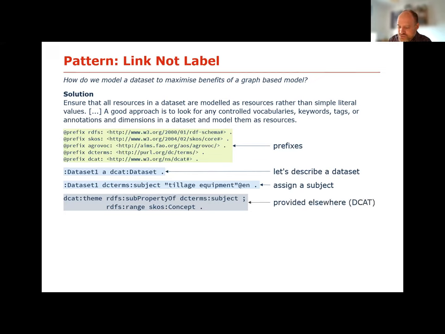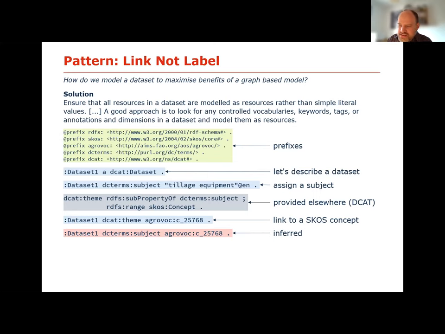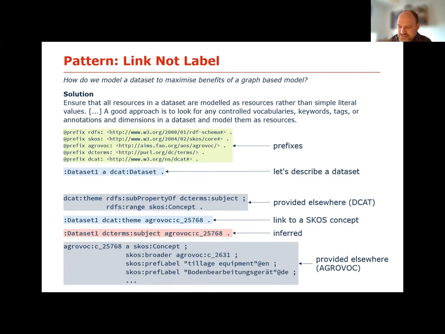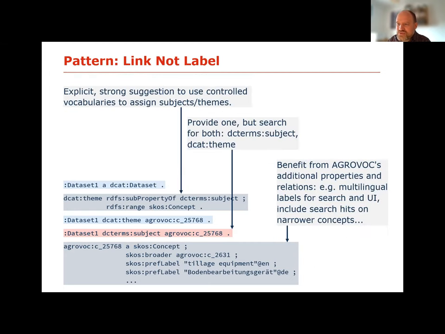This is in fact provided elsewhere, namely in the DCAT vocabulary. That way we can assign a SKOS concept to the dcat:theme property. And the nice thing is this statement will then be inferred from the subproperty relation, so we can remove this one. Now you say, okay, but wait, where is this nice human readable label gone? Nobody knows what C25768 means. This is also provided elsewhere by linking to the concept. We can then use all the relations and properties from the AGROVOC thesaurus, which also includes, of course, the labels.